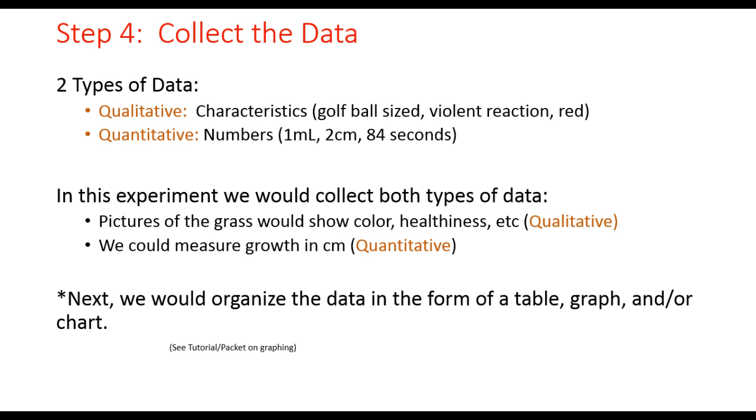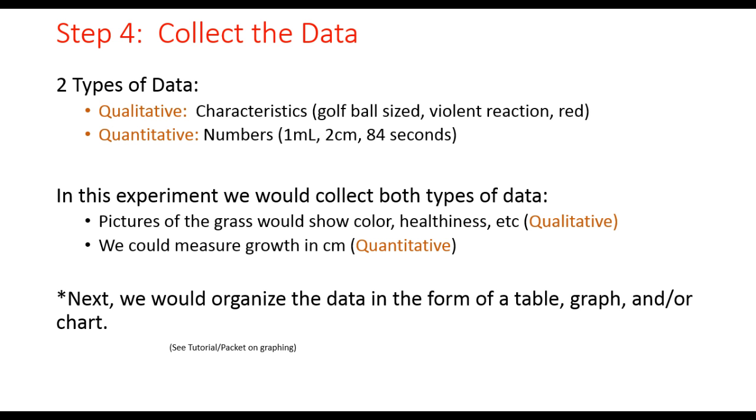Step 4 is to collect the data. There's two different types of data: qualitative, which is based on characteristics that we know. So we know how big a golf ball is, so we could say golf ball size, and everyone's pretty much going to understand the general size of that. All right, we could say violent reaction versus a weak reaction. We could also say red because it's a color that everyone knows.